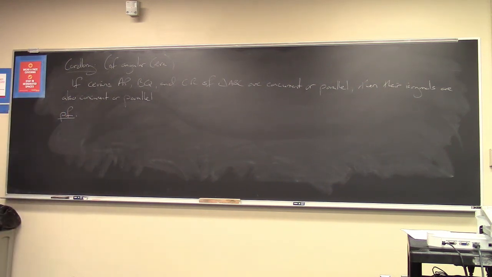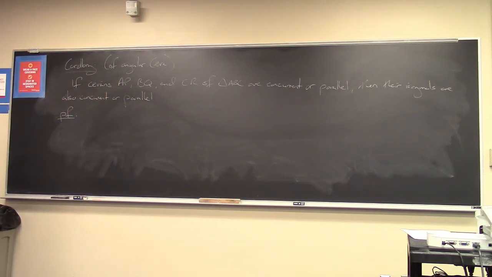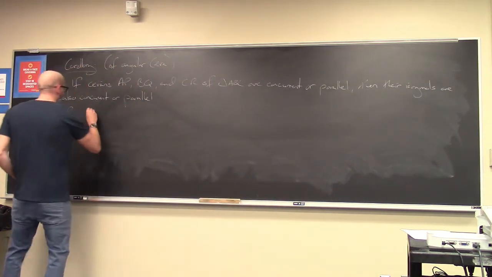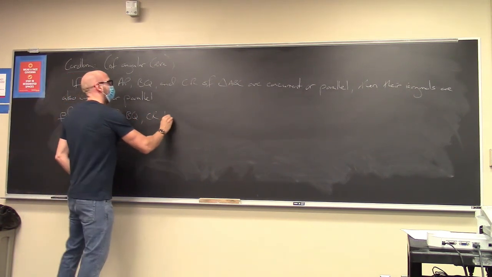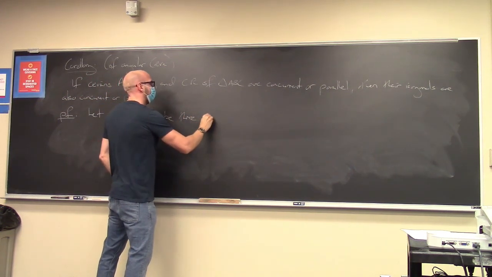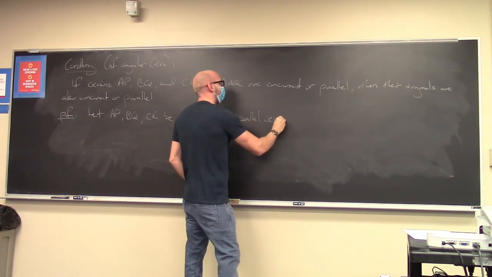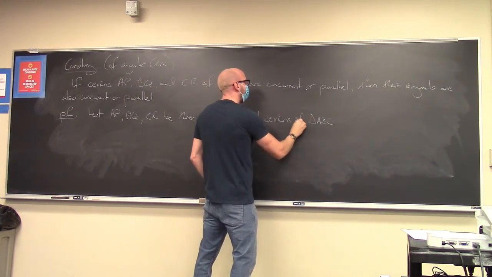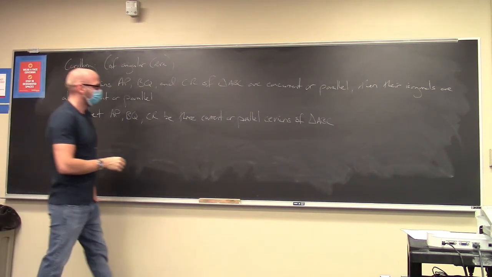So I call this a corollary, meaning the proof should follow fairly easily and quickly from our Angular-Cheva theorem. And what am I assuming? I'm assuming that I have three Chevians that are concurrent or parallel. So let AP, BQ, CR be three concurrent or parallel Chevians of triangle ABC.